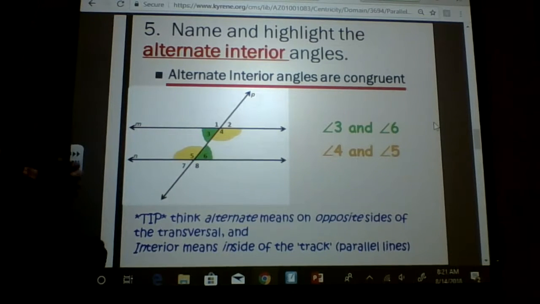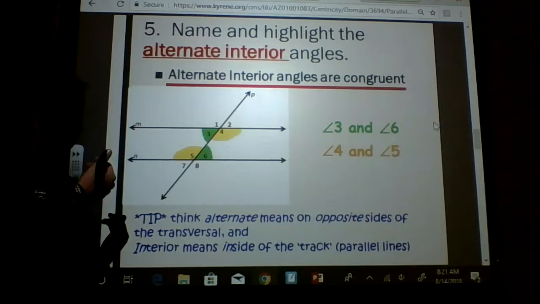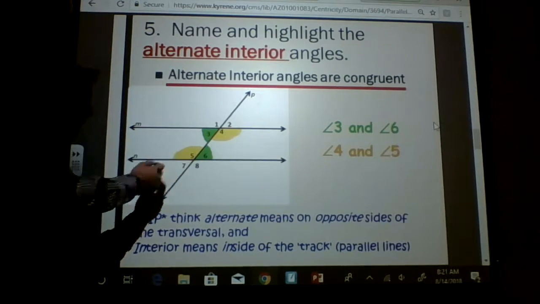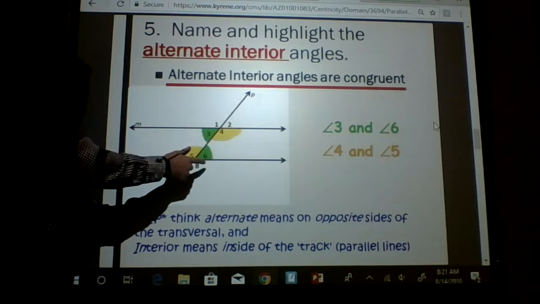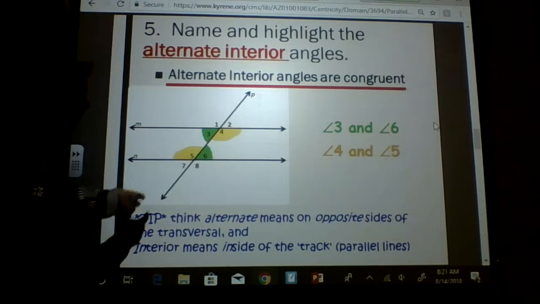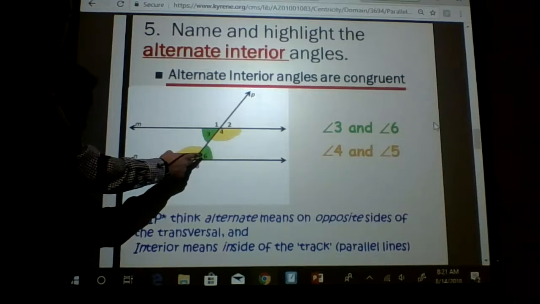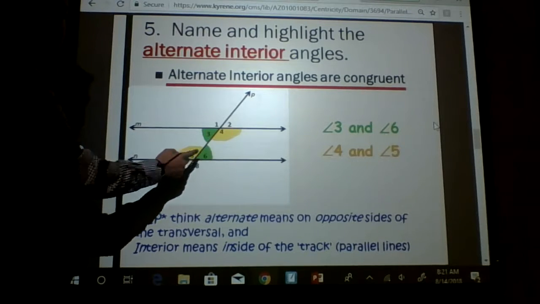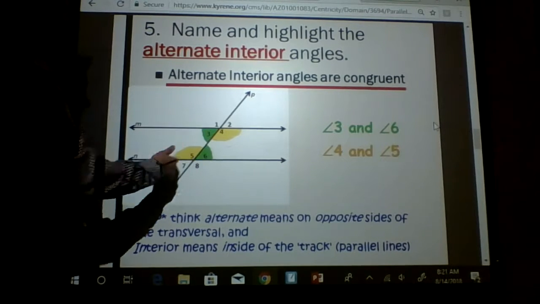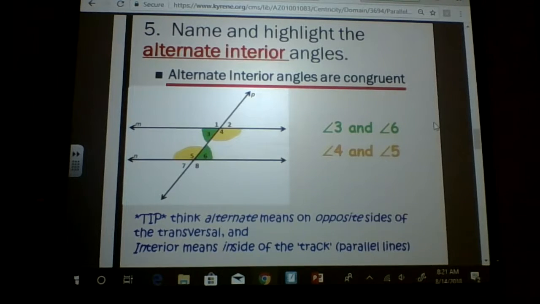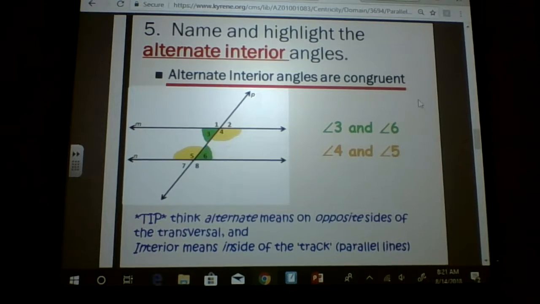So alternate interior, so alternate. So we're not on the same side now. So 3 and 6, they're on two different sides of the transversal. That's why they're called alternate. You got one up top to the left and then one on the bottom to the right of the transversal. Same thing with 4 and 5. So my two alternate interiors are 3 and 6 and 4 and 5. Okay, pause there if you need to. If not, we're going to move on to alternate exterior.